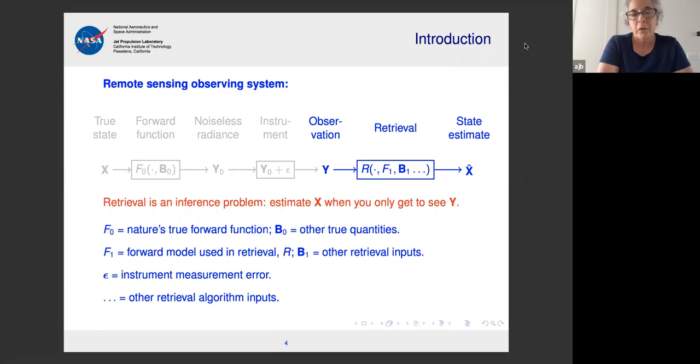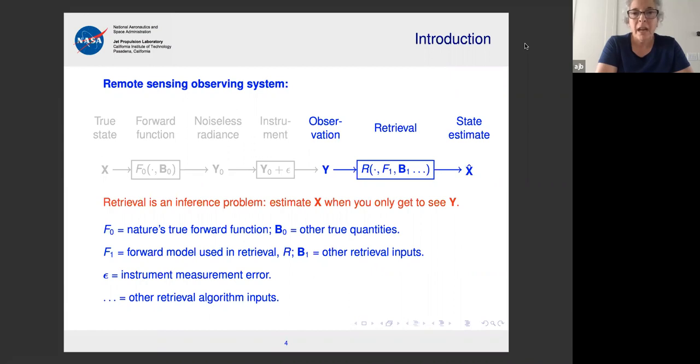So typically, a true state vector is something like a column profile of carbon dioxide concentrations or the amount of aerosols in the atmosphere, or more likely both of those things together, a description of the physical state of the atmosphere or the surface. Nature's forward function I'm going to call F0, and it ingests X and spits out Y0, which is this noiseless radiance. And we talk about nature's forward function depending on certain parameters, which I'll call capital B0, which are also unknown, right? So X is unknown, F0 is unknown, B0 is unknown. Technically, Y0 is unknown.